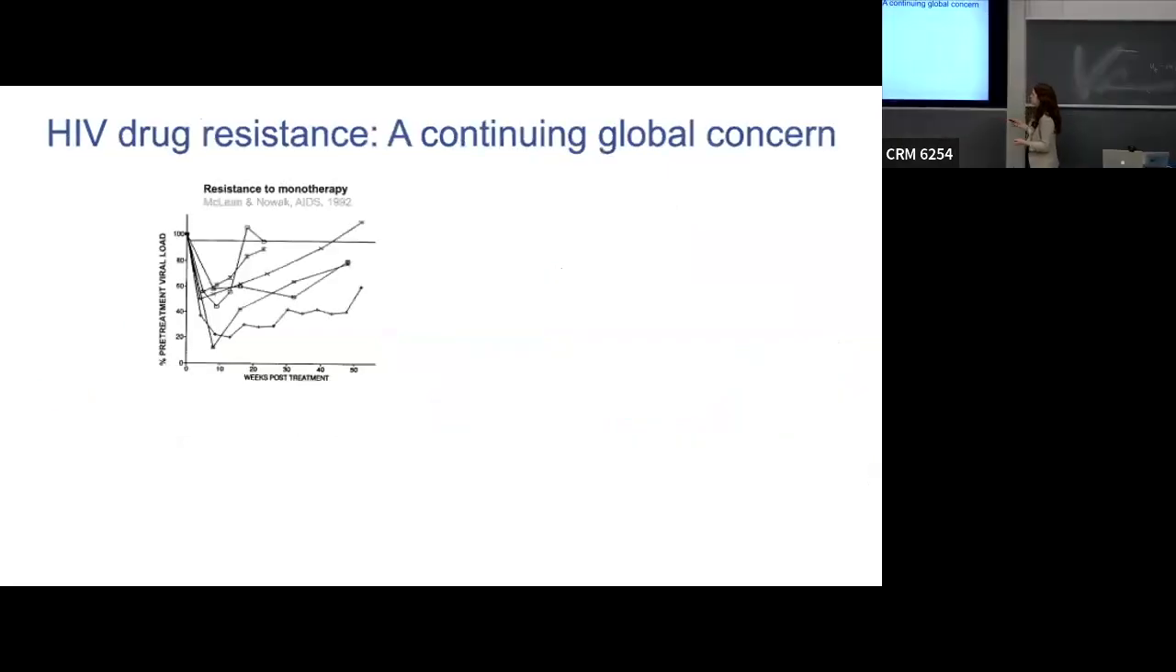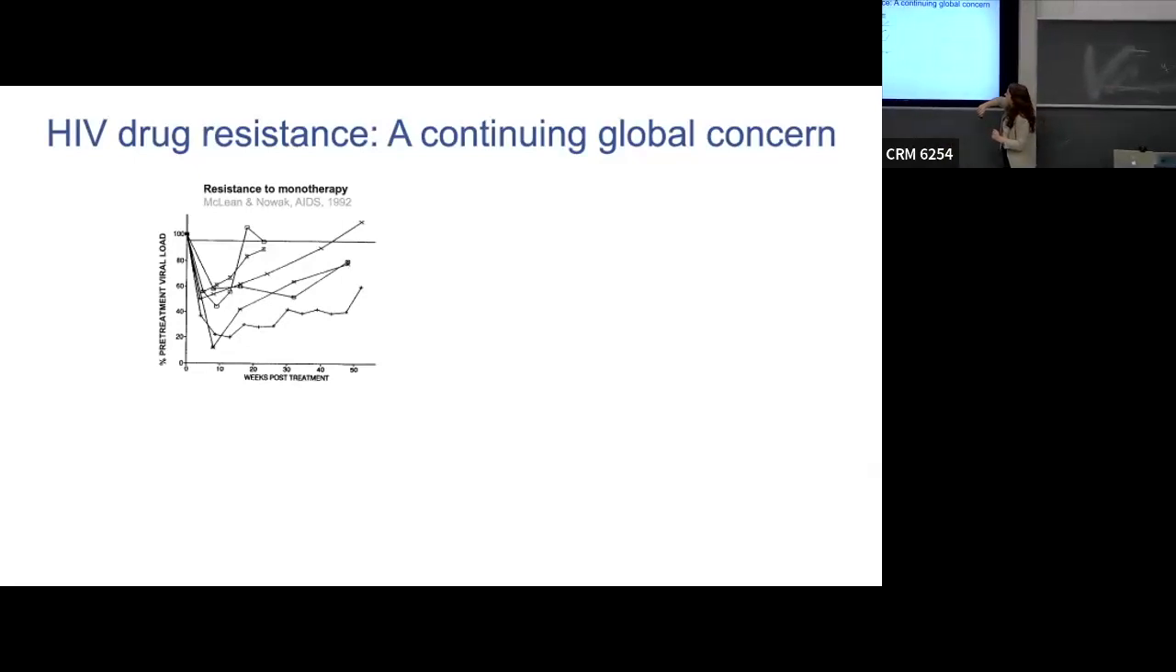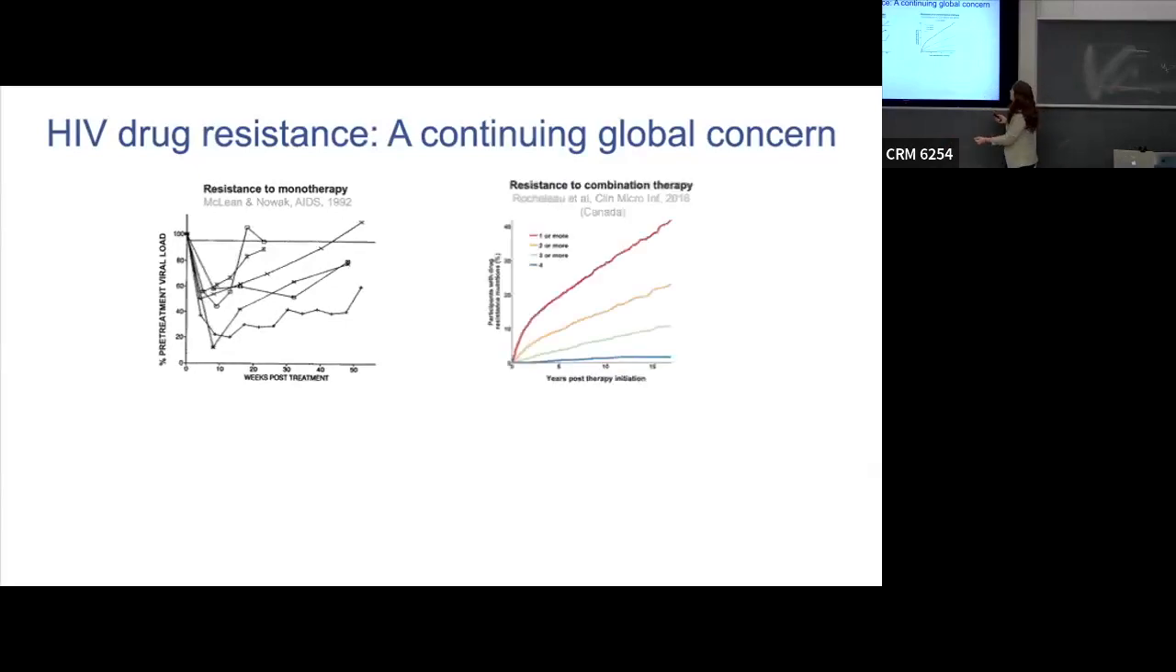So just to show some sort of pictures of this drug resistance issue, this is a graph from a really early study of HIV treatment with just a single drug. It was not a great drug. These are the viral levels, and you can see that very quickly viral levels went back up despite being on this treatment. So everyone rapidly evolved resistance to these therapies.